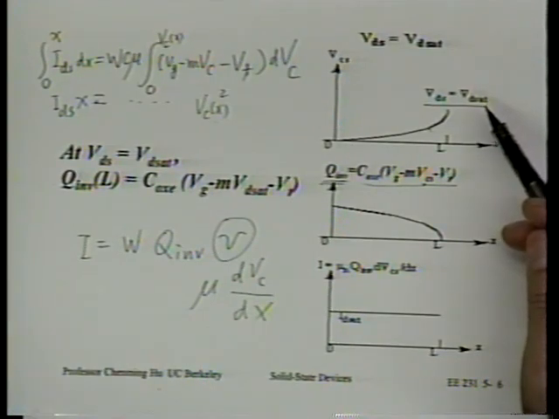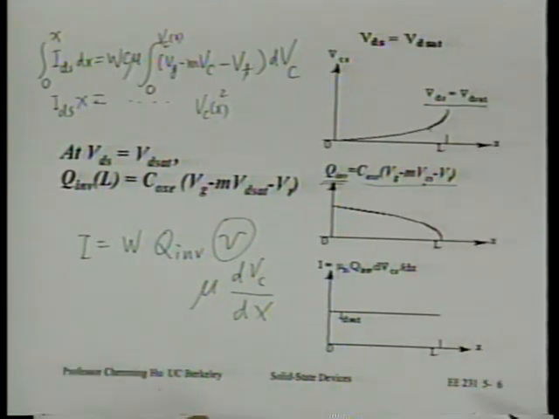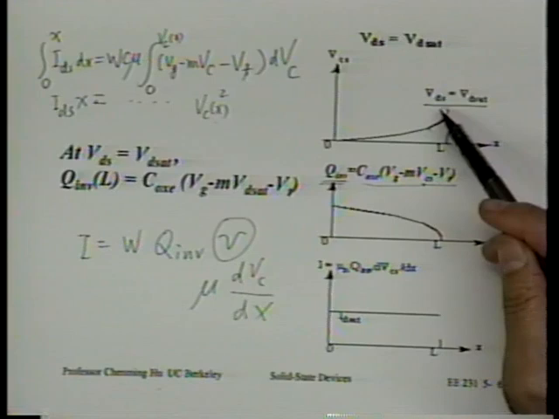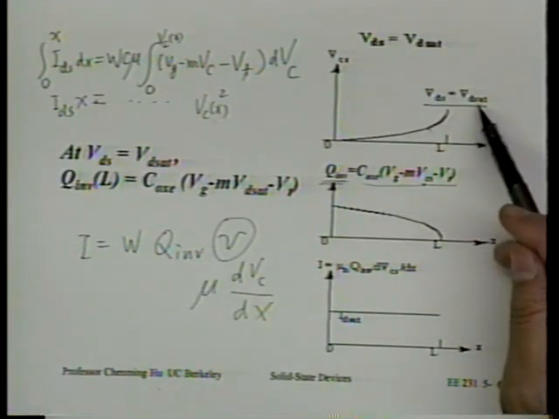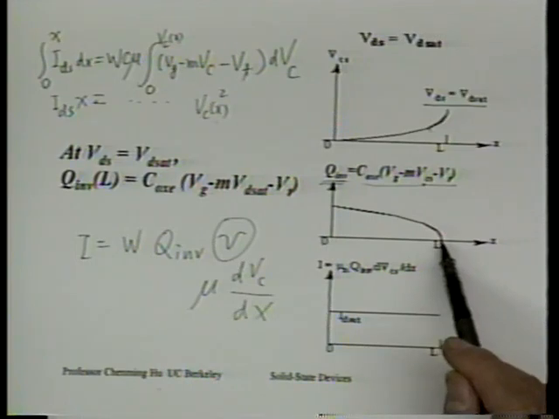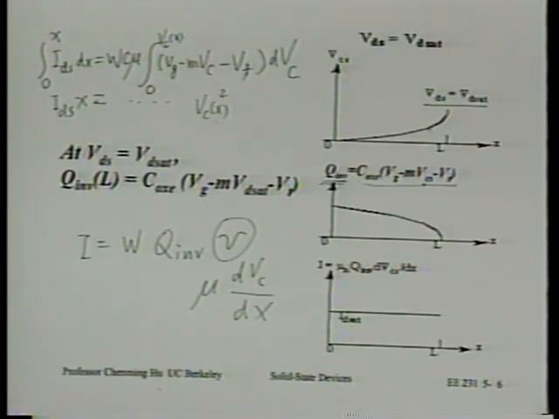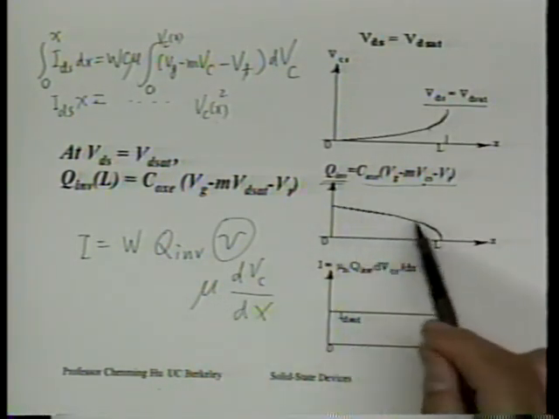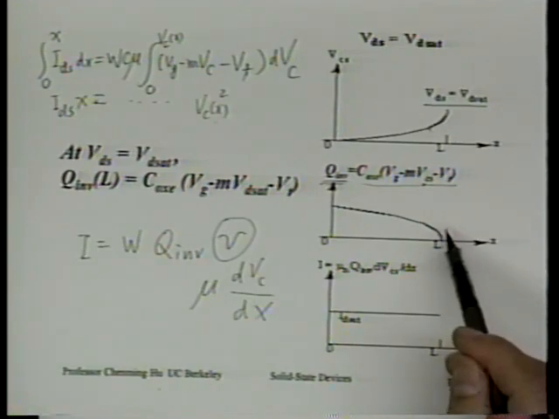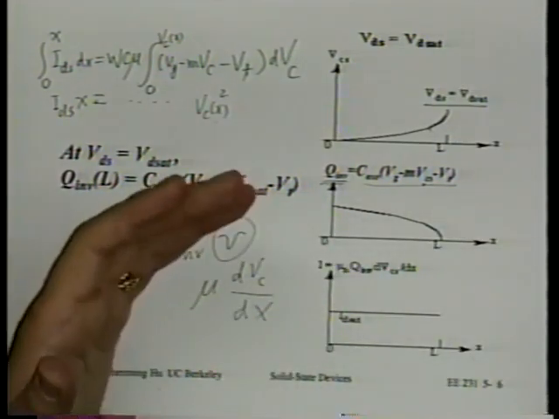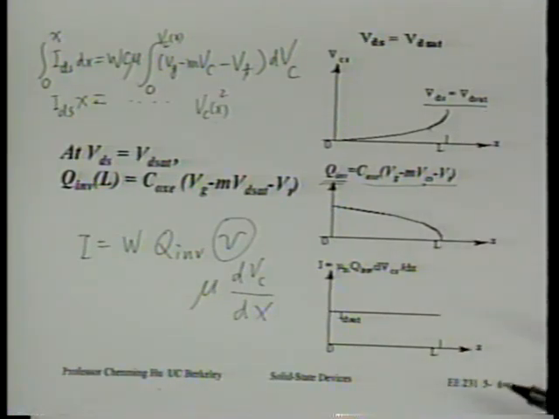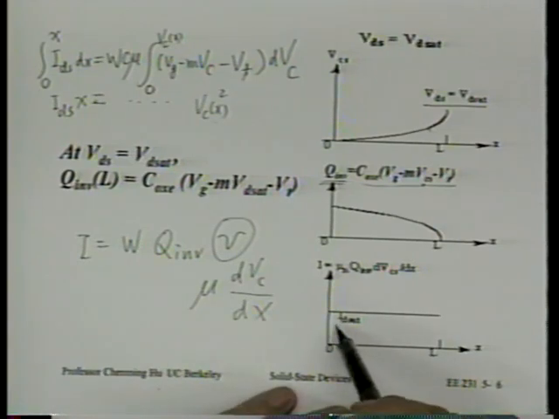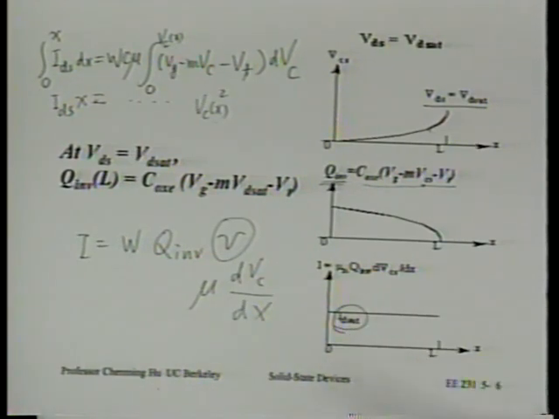So let's focus on this set of curves, which I happen to have plotted for you, that is at VDS equal to VDsat. At that point, for that particular VDS, Q inversion is 0 at the drain. For smaller VDS, Q inversion would not be 0 at the drain. It will be smaller than at the source, but non-zero. But when VDS is equal to VDsat, it will be exactly 0. At that point, the current has a particular name called IDsat.